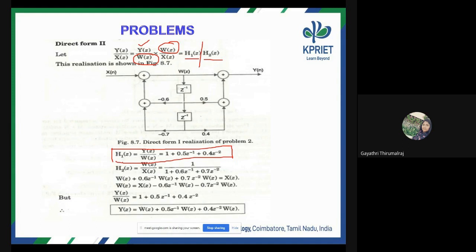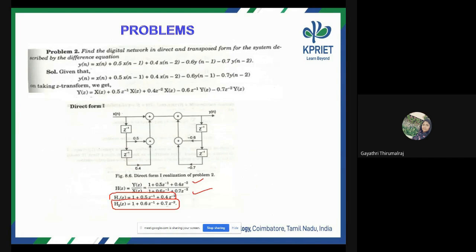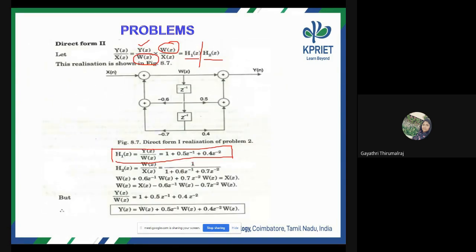And what about this h2 of z? h2 of z is nothing but w of z divided by x of z. You know the x of z value from this, which is nothing but this denominator. So write this value in the denominator part. You have to introduce it in the denominator part, not in the numerator part as in h1 of z. Now you're going to find w of z.